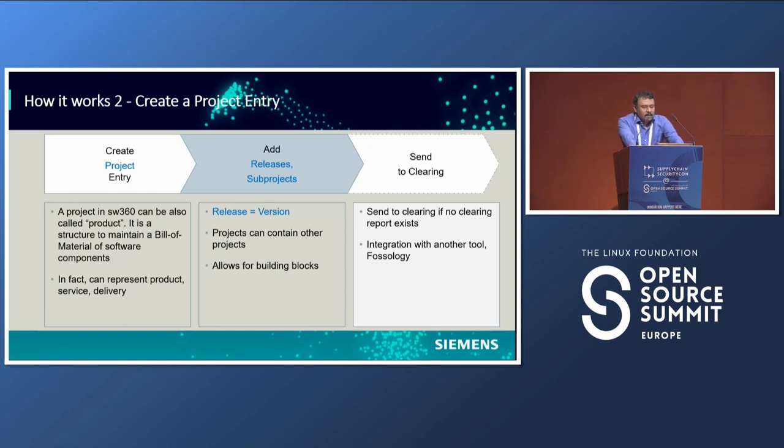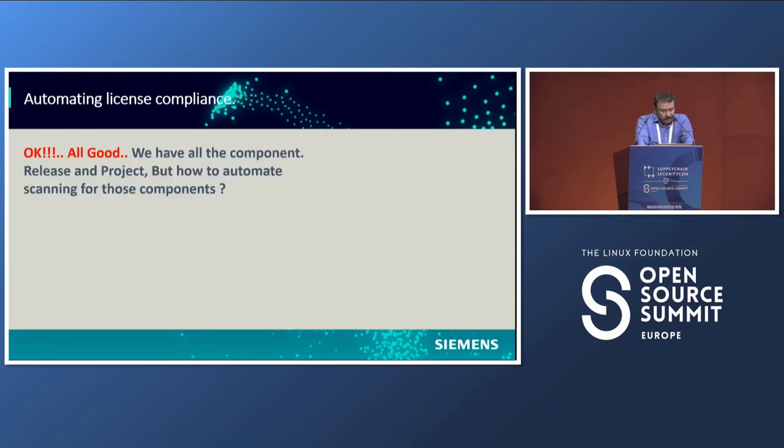Now once you have the components, you can also create the project entry, to track your project and usage, and then create a bill of materials out of the project and link those releases, or the dependencies that you have in your software, to the project. Now, once you link the releases to your project, you also need to clear those dependencies.